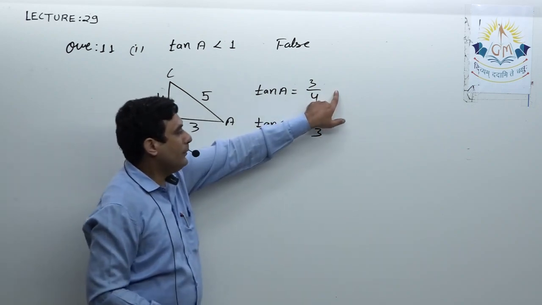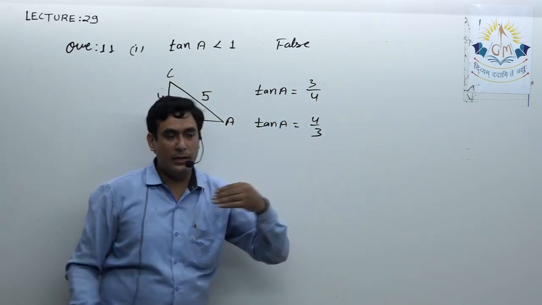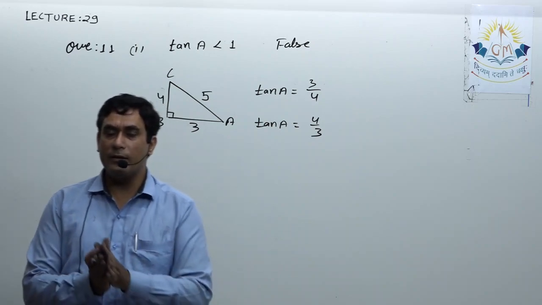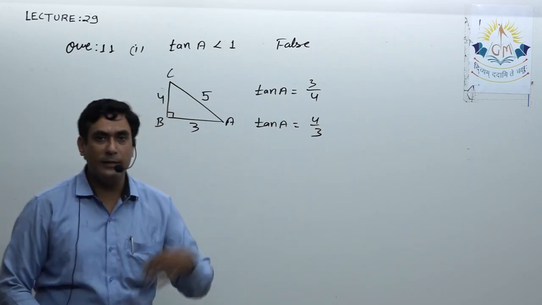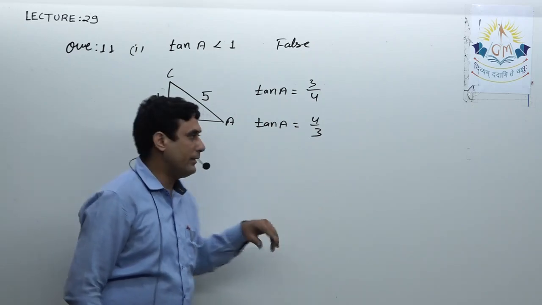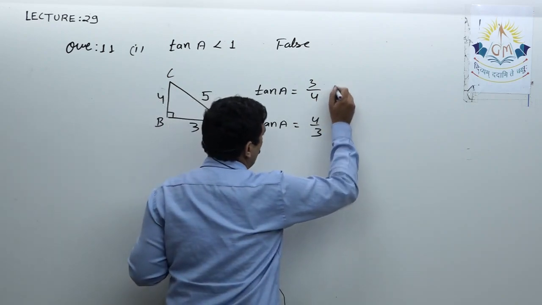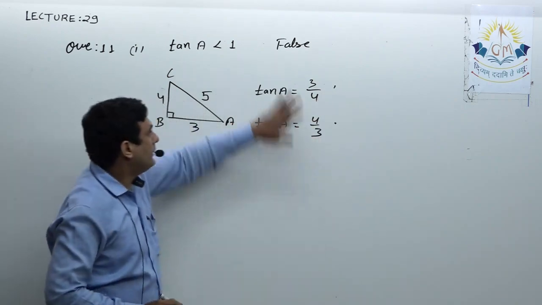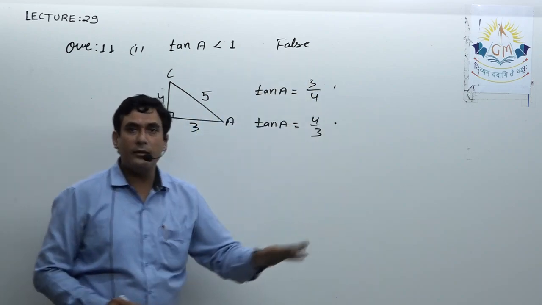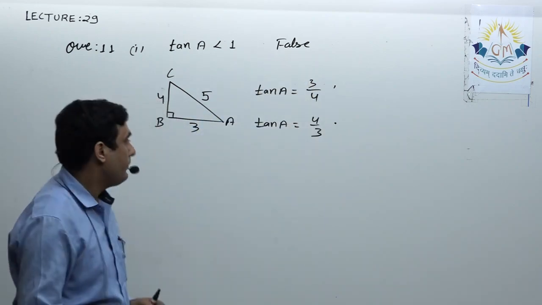See, when it is 3 by 4, it is less than 1. I hope you know this thing, whenever the denominator is greater than the numerator, the fraction is always less than 1. So here it is less than 1, but here it is not less than 1. So tan A is always less than 1 is a false statement.